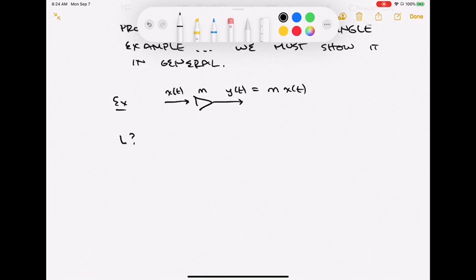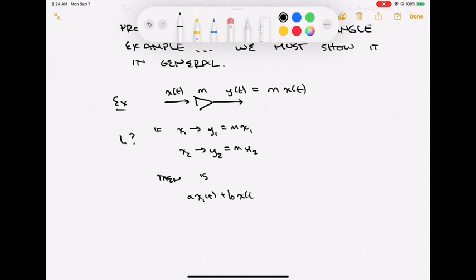What do we start out with? We start out with that kind of given. If x1 generates y1, which will be just mx1, and x2 generates some output y2, which we know just by definition of our system is mx2, then, and here we're checking, is ax1 plus bx2 fed into my system going to give me that same linear combination of outputs?